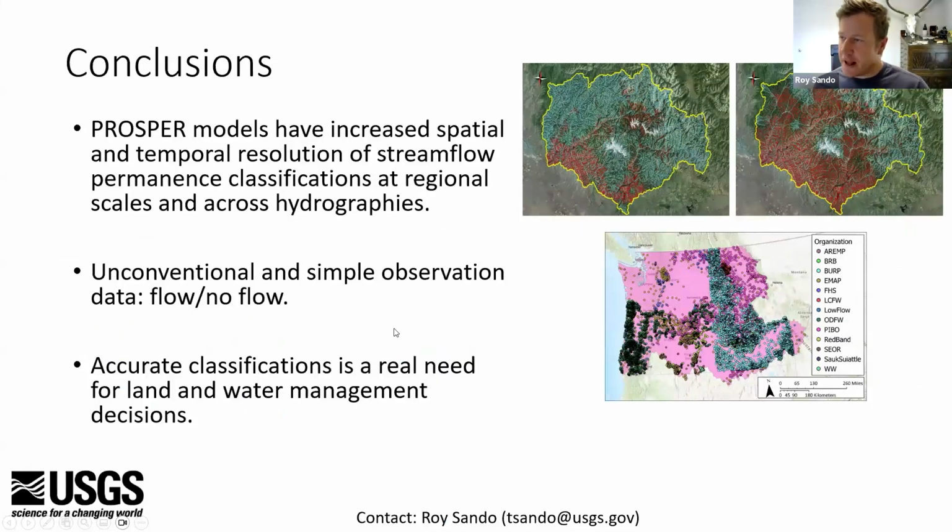So in conclusion, Prosper and our streamflow permanence models, through these modeling efforts, we have increased spatial and temporal resolution of streamflow permanence classifications at regional scales and across various hydrographies. These incorporate unconventional and simple observational data. Essentially, it's either flowing or not flowing, and we can use that to train our models and come up with these predictions. And this is important because accurate classifications is a real need for land and water management decisions, and only will be more so moving forward.